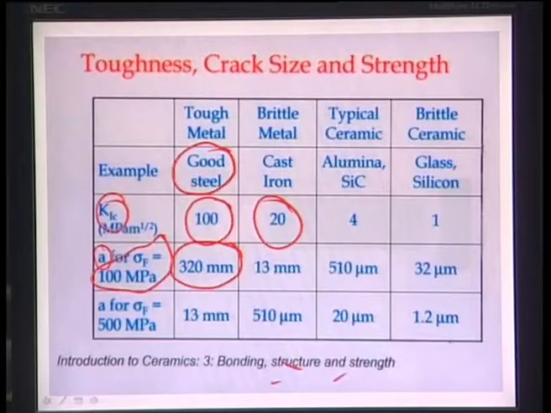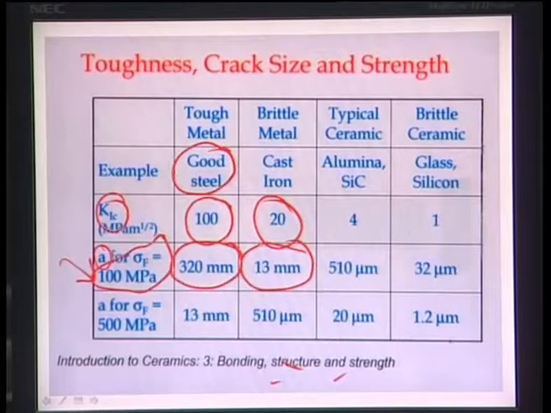Now, if you go to cast iron, which has a 20 MPa square root meter fracture toughness, and the same strength value of 100 megapascal, then the crack length is 13 millimeter. 13 millimeter means that if any cast iron sample contains a crack length of 13 millimeter, then it is dangerous.